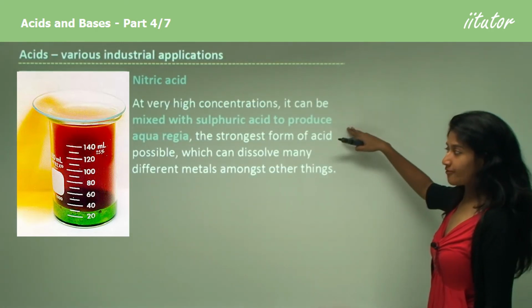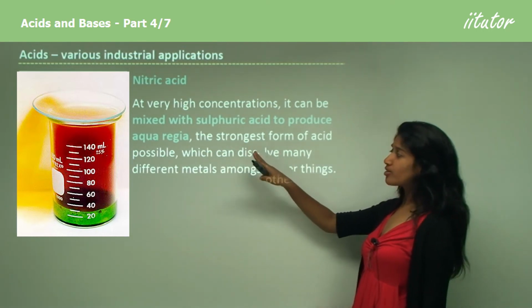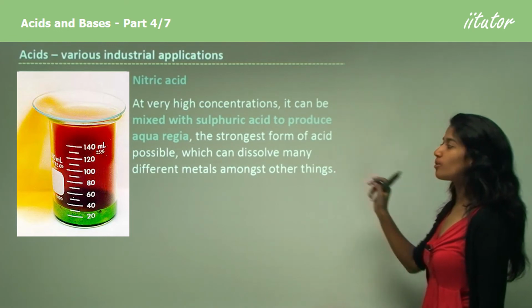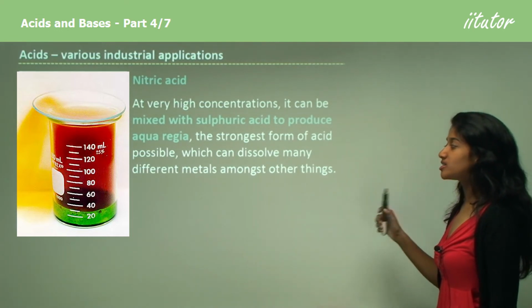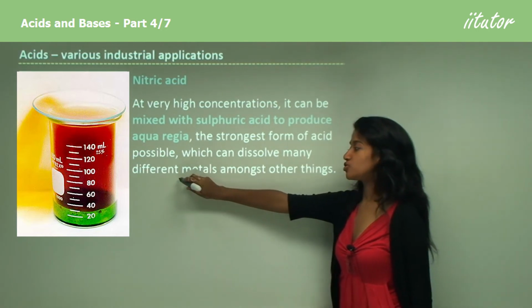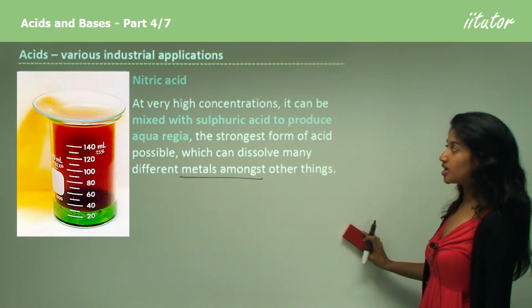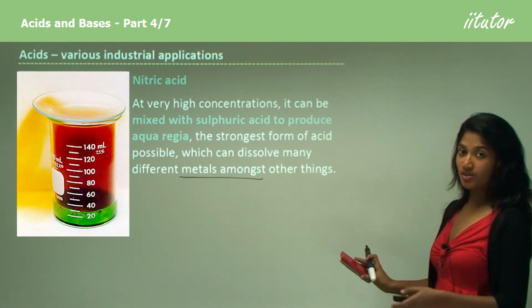When mixed with sulfuric acid, nitric acid will form aqua regia. Aqua regia is the strongest form of acid possible, and it can dissolve many different metals amongst others. So it is a very strong acid and can be useful. To produce aqua regia, you would mix nitric acid with sulfuric acid.